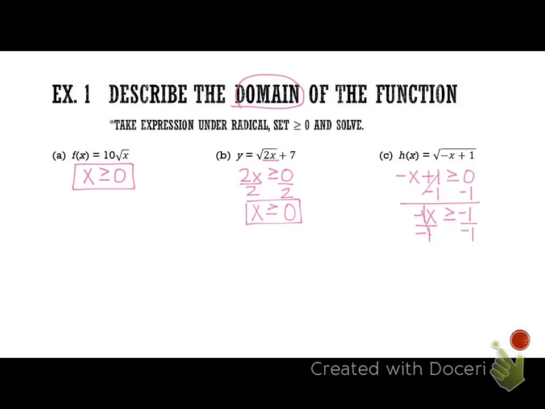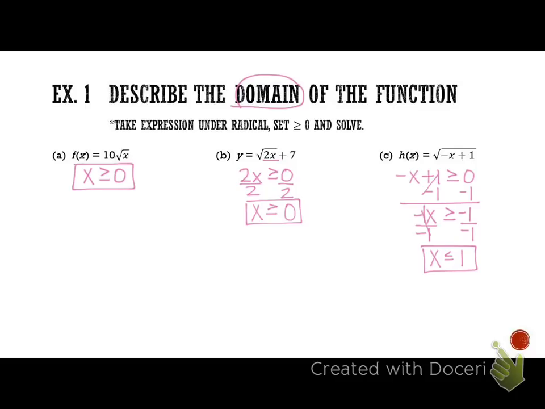And of course, any time the last thing we do is multiply or divide by a negative number when we're dealing with inequalities, we have to flip the sign. So this becomes x is less than or equal to, and of course, negative 1 divided by negative 1 is a positive 1. So this is how we're going to describe the domains of these functions. We're going to take the expression under the radical, set it greater than or equal to 0, and solve for x.